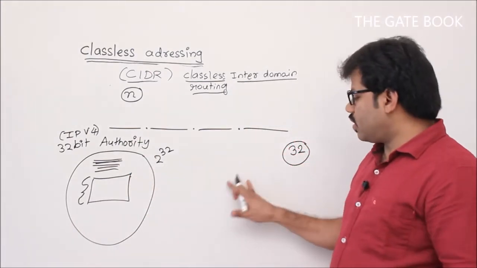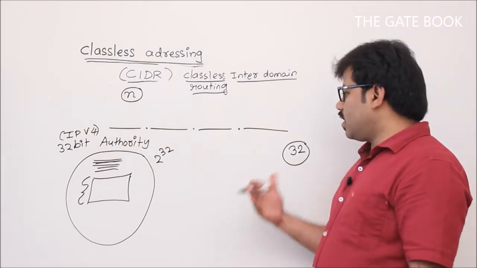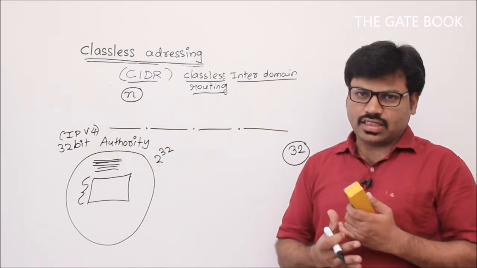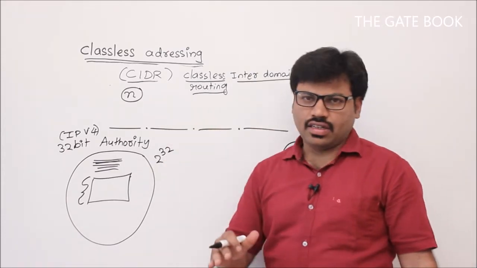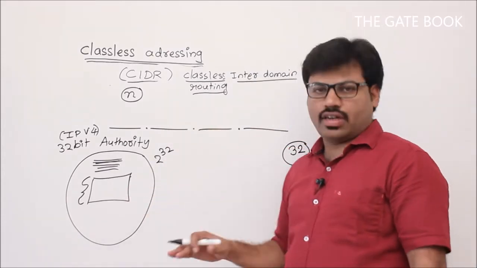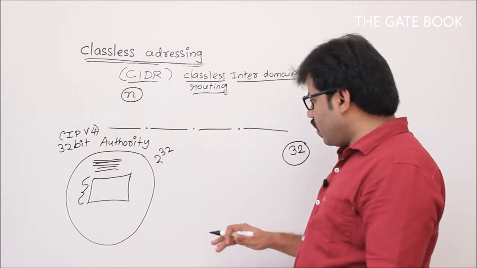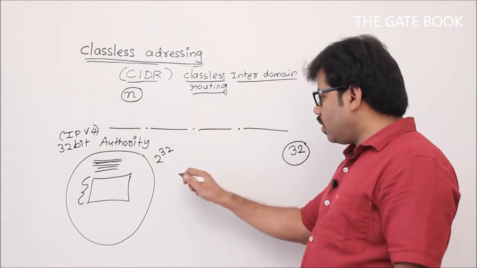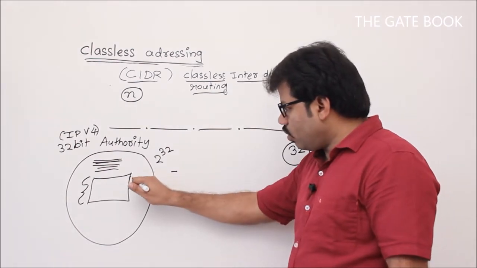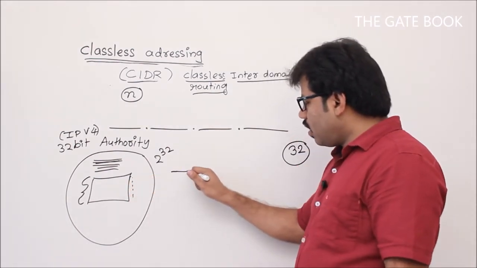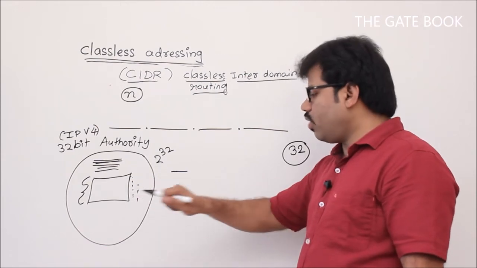But for simple discussion, we assume we are an organization and we need 32 addresses. Let's say we ask the authority directly. The authority is going to give 32 addresses continuously. For giving them continuously, this is what they do. They go to the place where there are 32 continuous addresses.